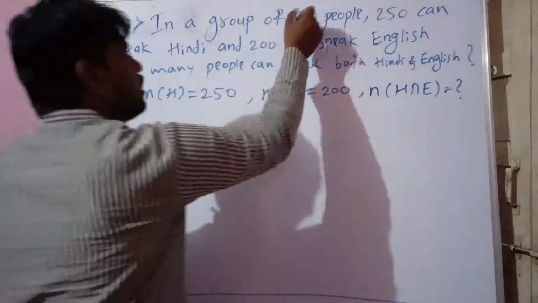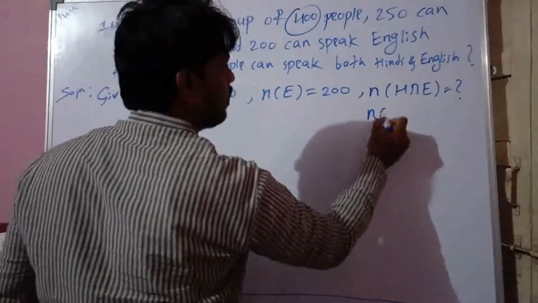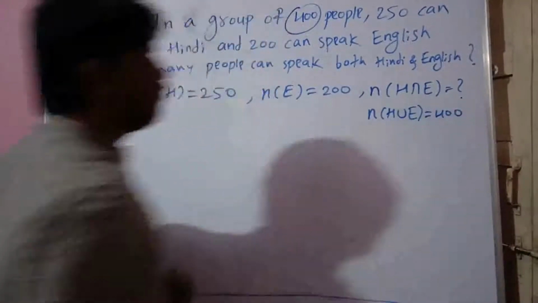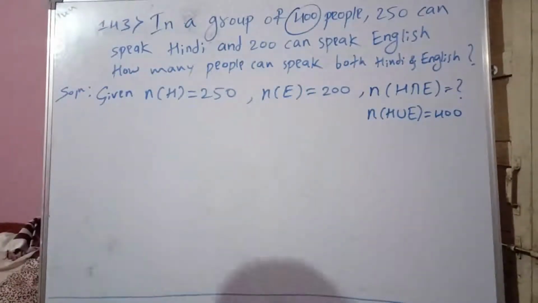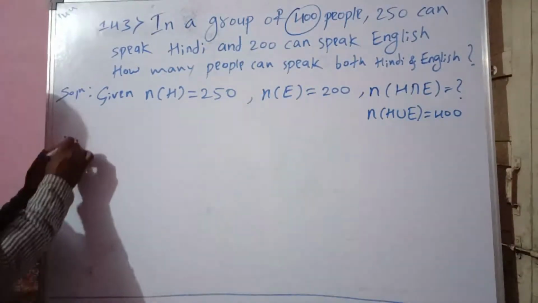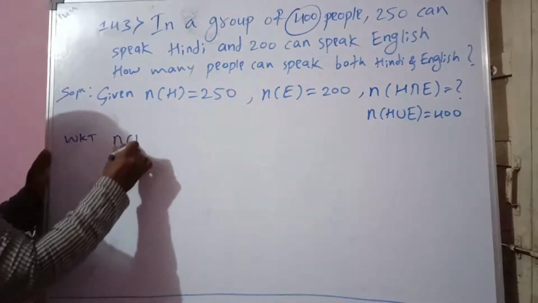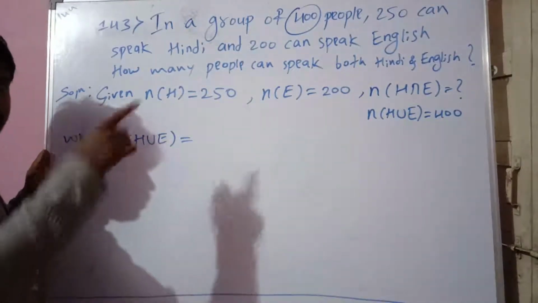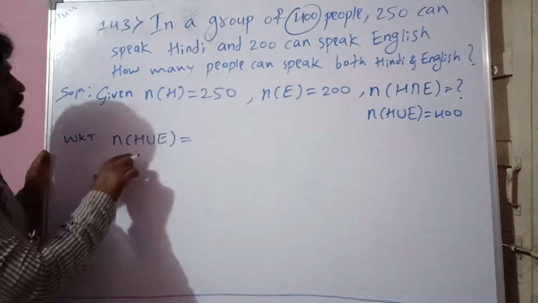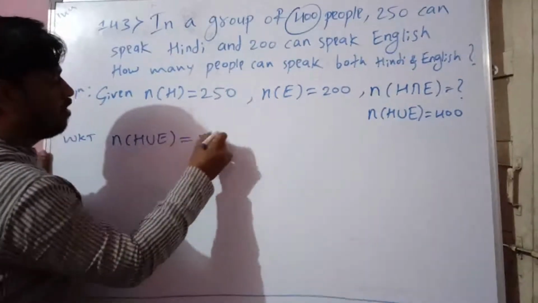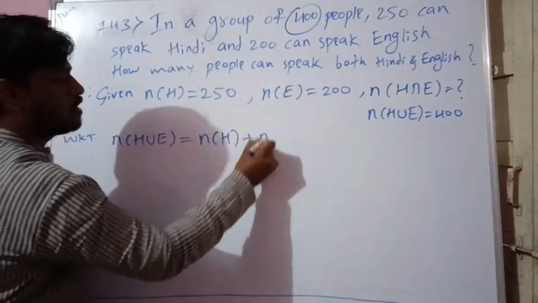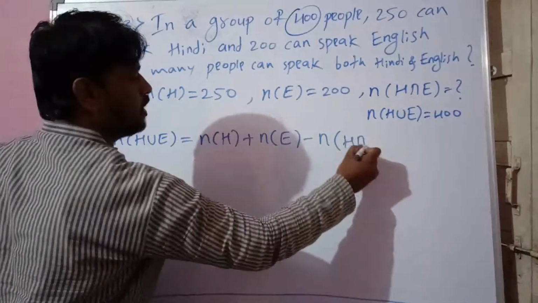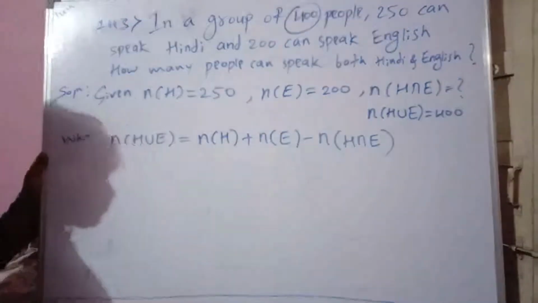And one more given data is what? That is n of h union e, that is 400. Yes. So we know that n of h union e, compare with n of a union b, whatever we did in previous class. n of h union e means n of h plus n of e minus n of h intersection e. So this is our formula.